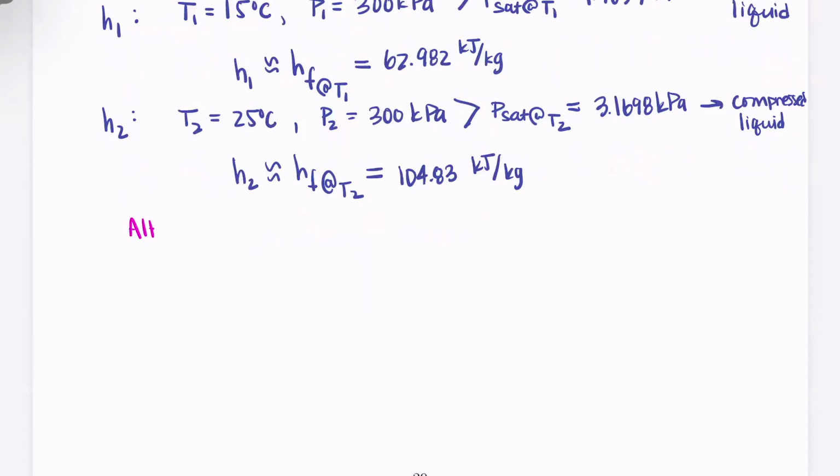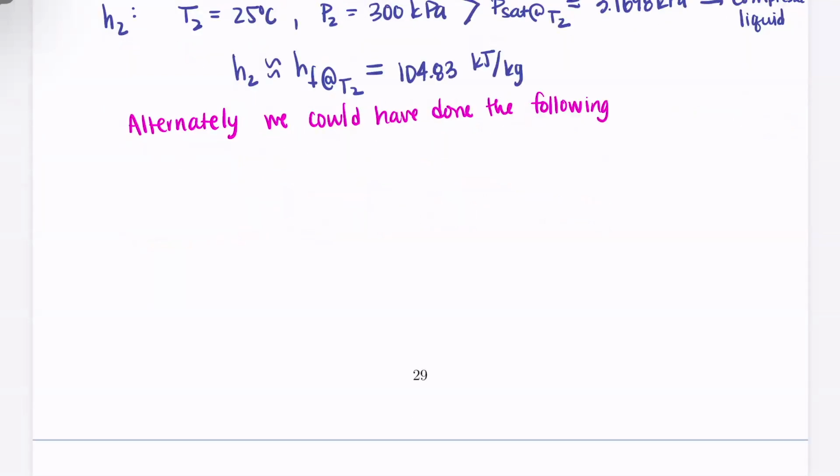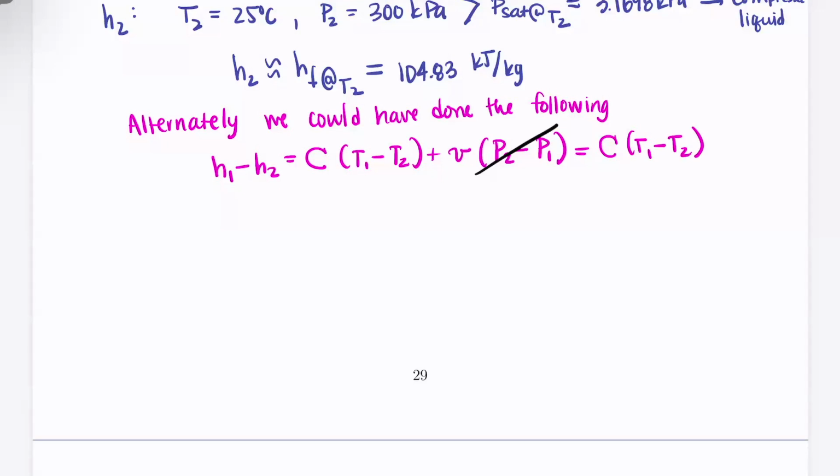Alternately, we could have done the following. And actually, I think, Josh, was it you that asked me this? I think you asked me a similar question about homework, kind of along these lines. So we could have alternately said, well, we know that H1 minus H2 is equal to the heat capacity times T1 minus T2 plus the specific volume times P2 minus P1. We have no pressure change, so we can get rid of that. And then we could have calculated this enthalpy difference as the specific heat times the temperature difference. So we would have just had to look up C.